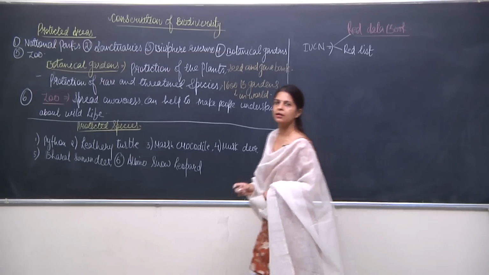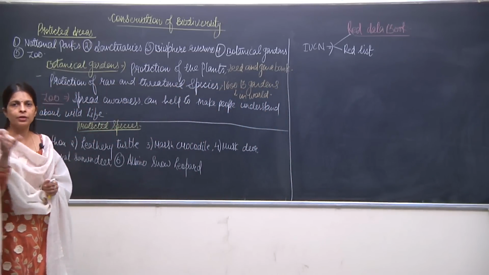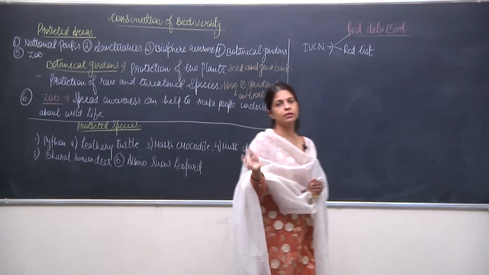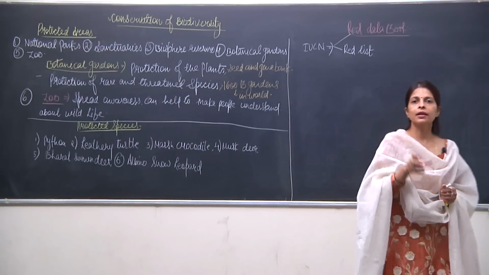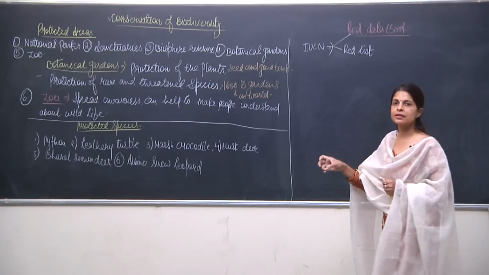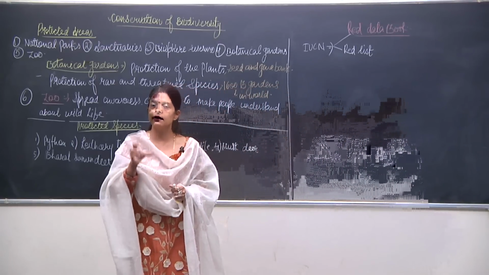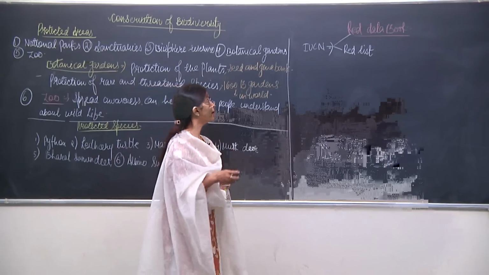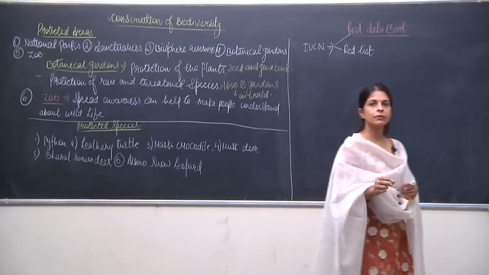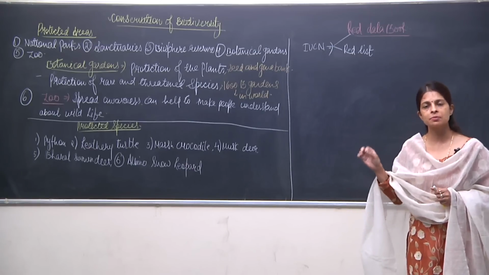But what are all these? As we know that WWF is there, what is WWF? World Wildlife Fund. In the same way, this organization is IUCN, the International Union of Conservation of Nature and Natural Resources. This IUCN has developed a book known as the Red Data Book, and also a list known as the Red List. Now what is there in these pages, in this list and this book?